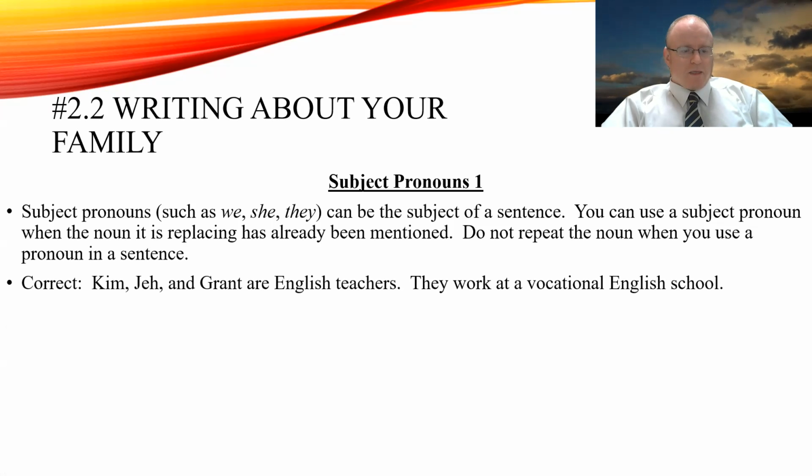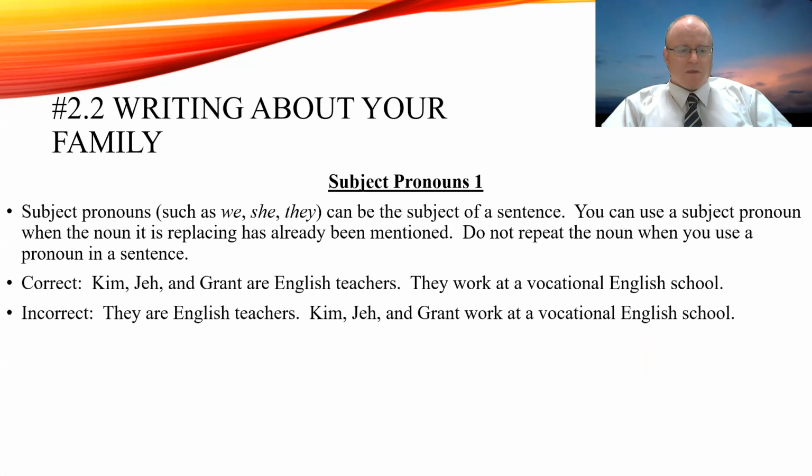We've got the sentence, Kim, Jay, and Grant are English teachers. They work at a vocational English school, so they refers to Kim, Jay, and Grant. However, if we reverse the order, they are English teachers. Kim and Jay and Grant work at a vocational English school. It's not clear who they refers to. So if you switch the order of the sentences, Kim, Jay, and Grant work at a vocational English school. They are English teachers. That would be fine. But if you use the pronoun first, it's a little bit confusing for the reader to know what they refers to.